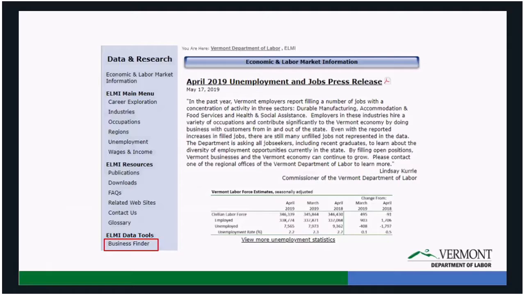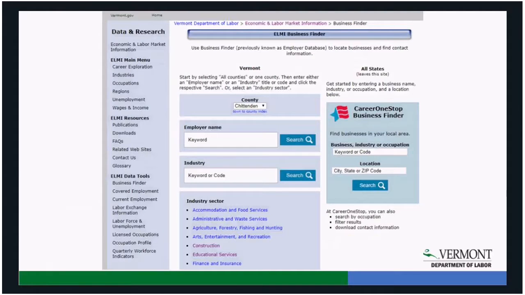You can find it at www.btlmi.info, but again, that'll be available at the end of the presentation. On that home page, at the bottom left-hand corner, there's something called the Business Finder. It's in red here. You click on the Business Finder, and it takes you to the Business Finder page.